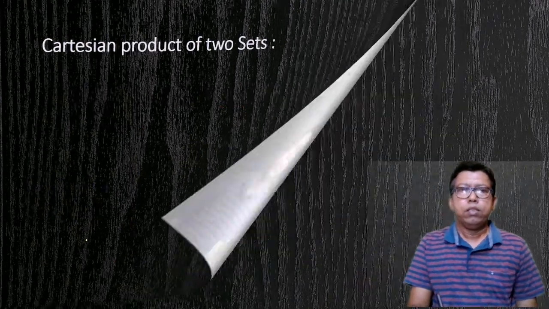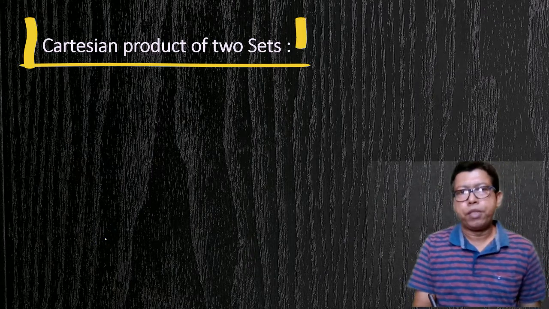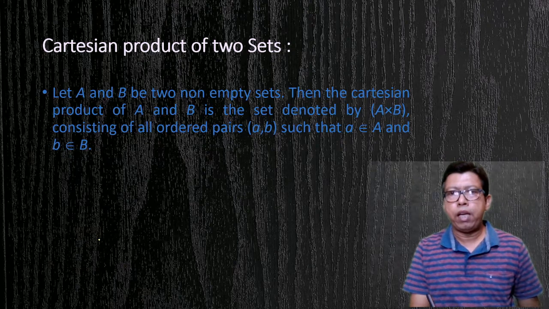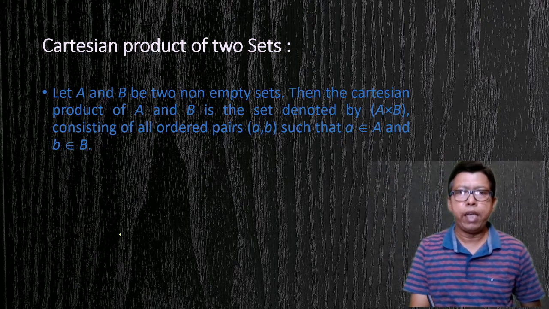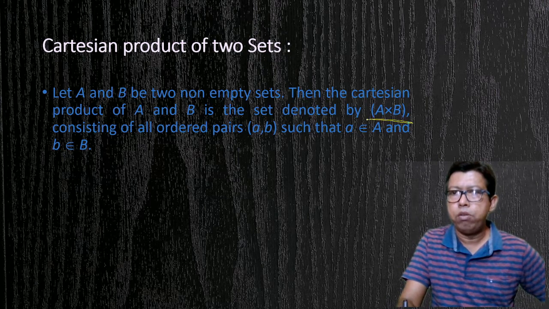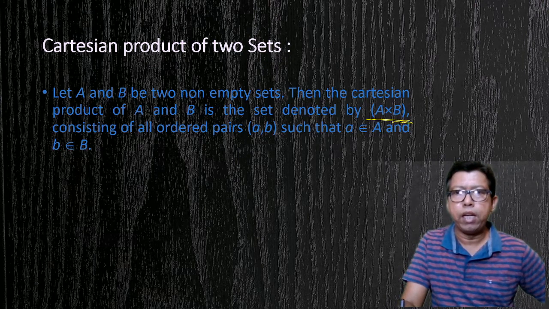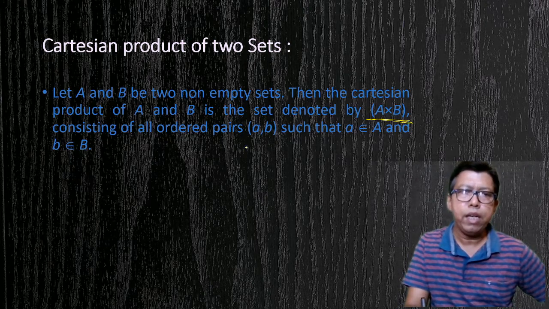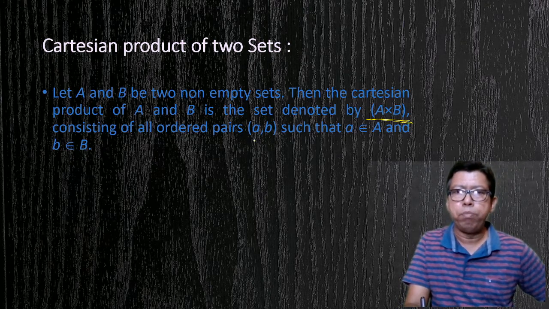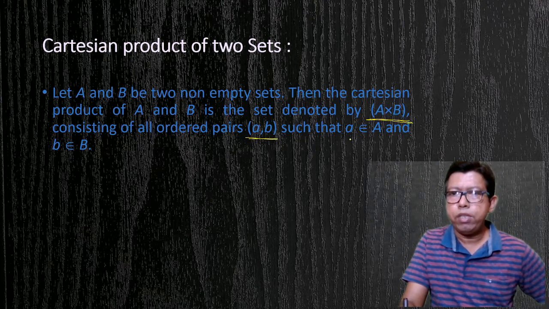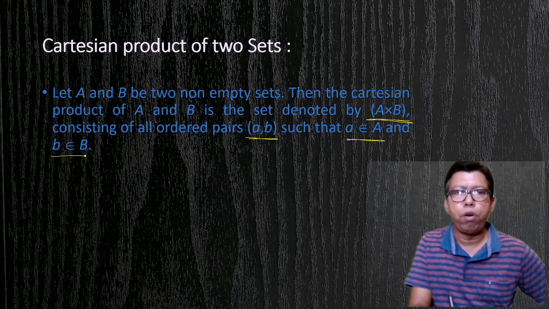Now, the Cartesian product of two sets. Let A and B be two non-empty sets. The Cartesian product of the sets A and B is the set denoted by A cross B. This is the notation for presenting a Cartesian product between two sets A and B, which are obviously non-empty. Now consider an ordered pair (a, b) such that the first element, small a, comes from the set A and the second element, b, from the set B.